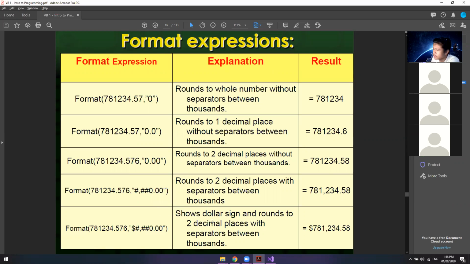Okay? And gusto nyo naman lagyan ng dollar sign, so pwede rin naman ito. So, kung PHP, lagay nyo dyan PHP. Kung dollar, dollar. So, ganun pa rin. Meron pa rin tayong separator between thousands and then yung 2 decimal places na i-accept. So, ito yung mga sample output nila or sample result.